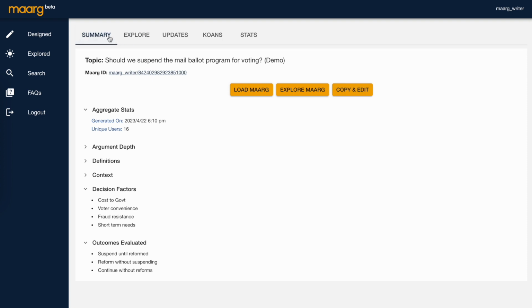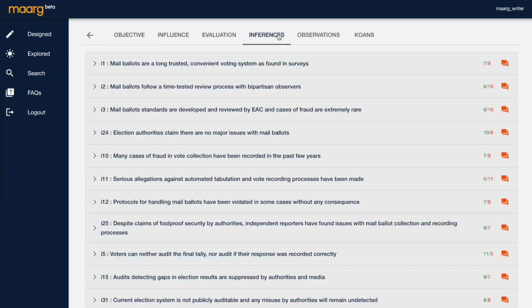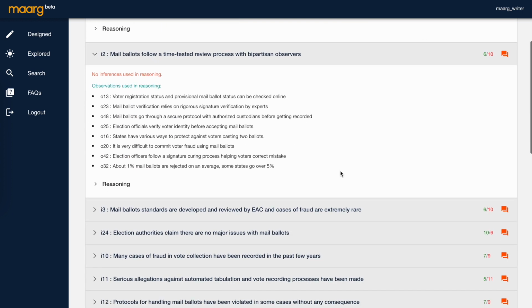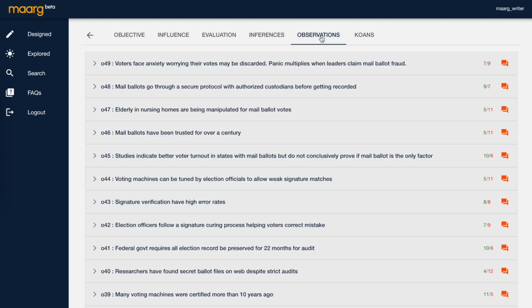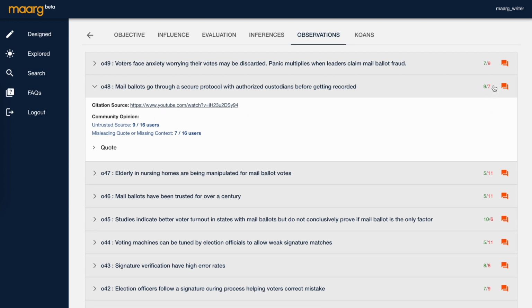Before we load the mark and see the full report, it's important to recall that the purpose of a mark for a writer is to convince the readers to change their minds. And our reports help you find which arguments are working in your favor and which ones are not. If we look at the Inference tab, for example, this tells you how many readers agree or disagree with your logic. Similarly, you can also look at the Observations tab, which is basically the data for your inferences, and you can also see how many users agree or disagree, and why they disagree with a certain observation.